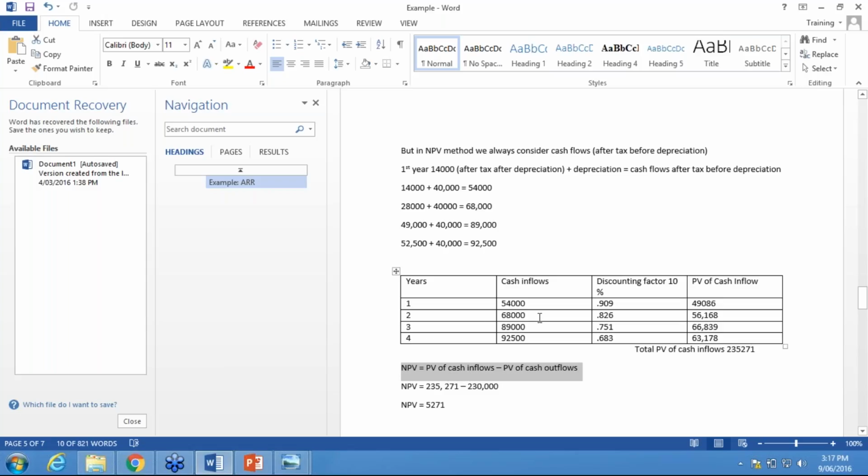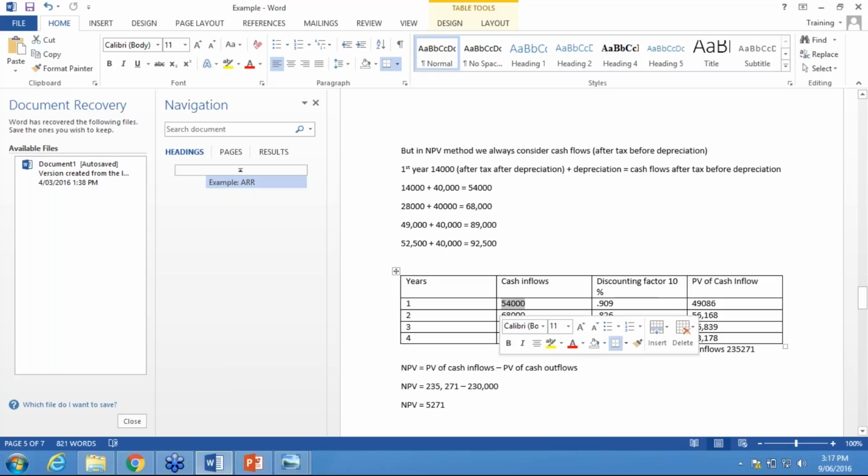Look, this is all prediction. These decisions, of course, are based on prediction. So, for example, in the first year, you will earn 54,000. That is your prediction. In the second year, you will earn 68, and in the third and the fourth. But again, if you think about time value of money, you are just predicting that after 1 year, you are going to earn 54. But have you considered the interest factor?